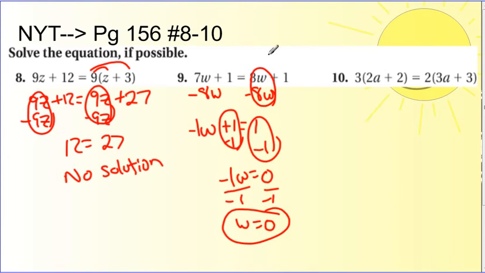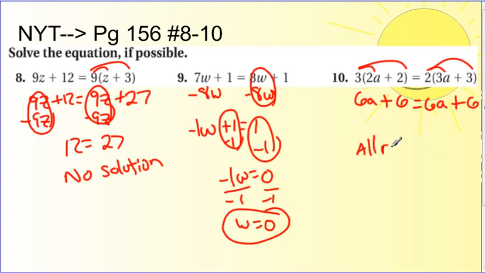Lastly, number 10, which, by the way, I don't know if you folks saw the directions. It says solve the equation if possible. So that means some of them are possible, some of them are not possible. I don't know at the time which one letter 10 is. But let's find out. We get a 6a here plus 6. We get a 6a here plus 6. It's identical. Both sides are exactly the same, so this is an identity, which means the solution is all real numbers. Nice and easy.